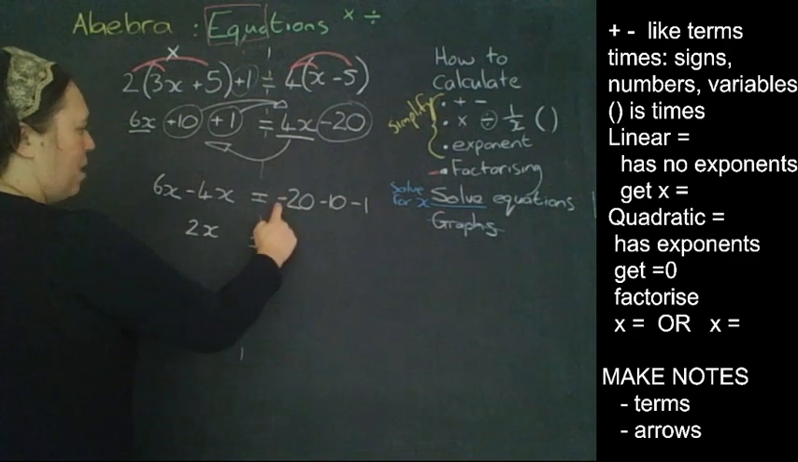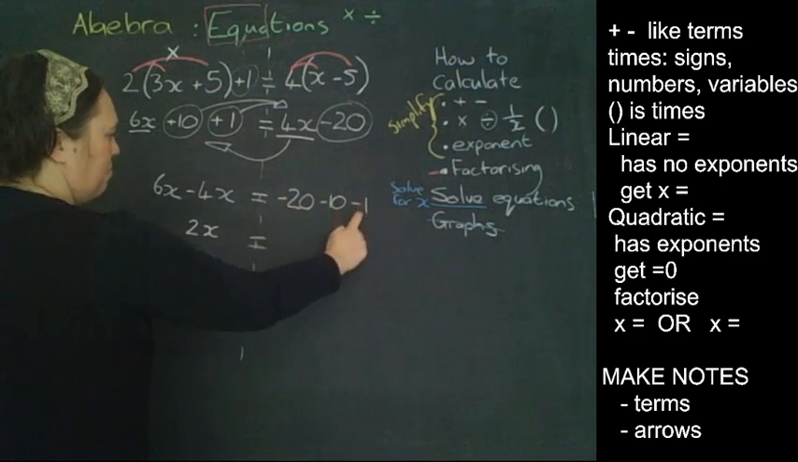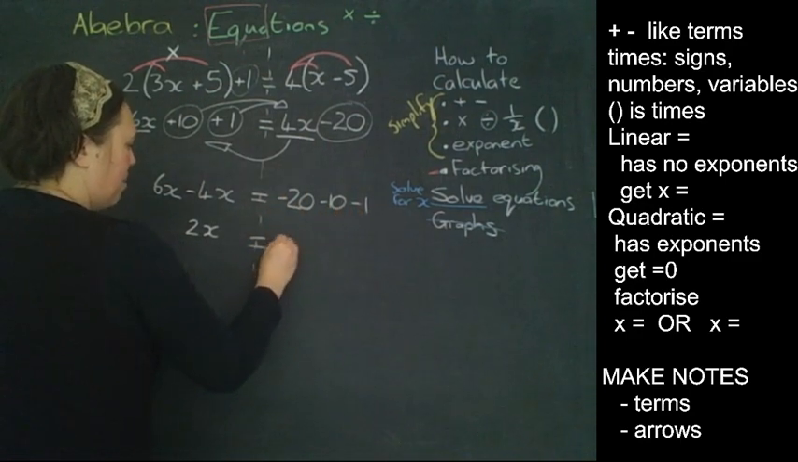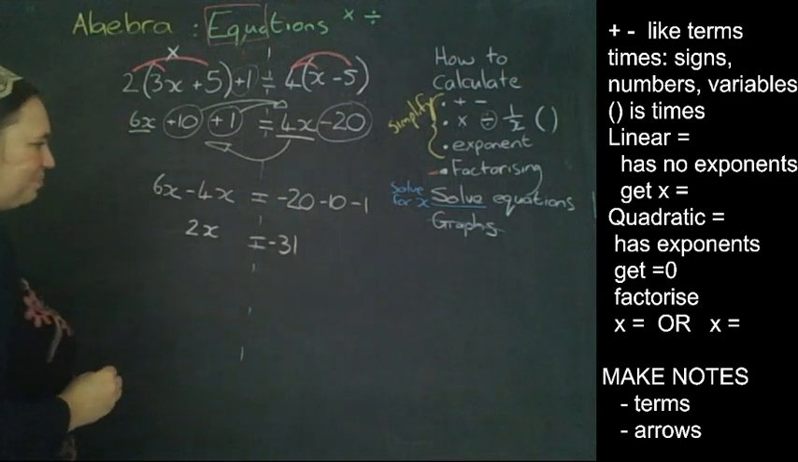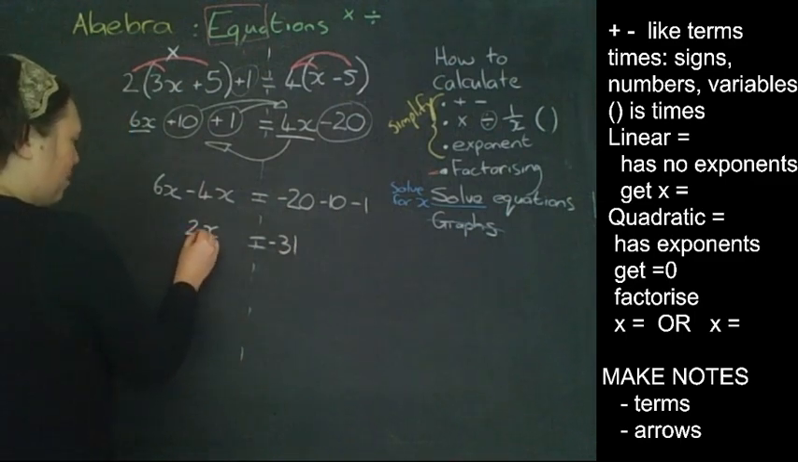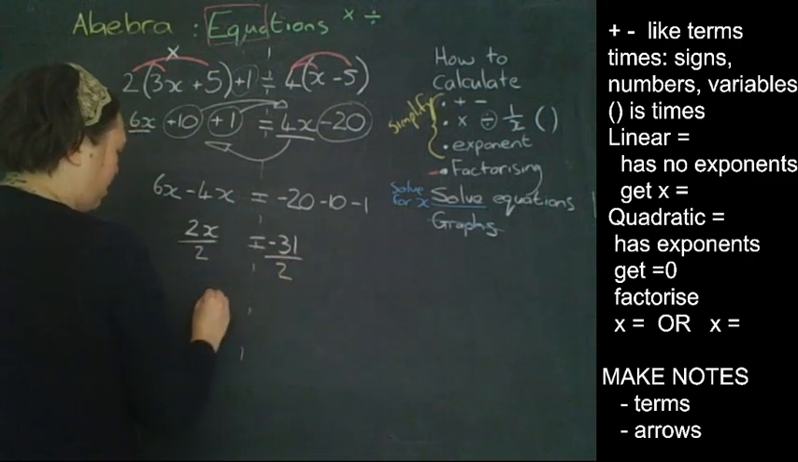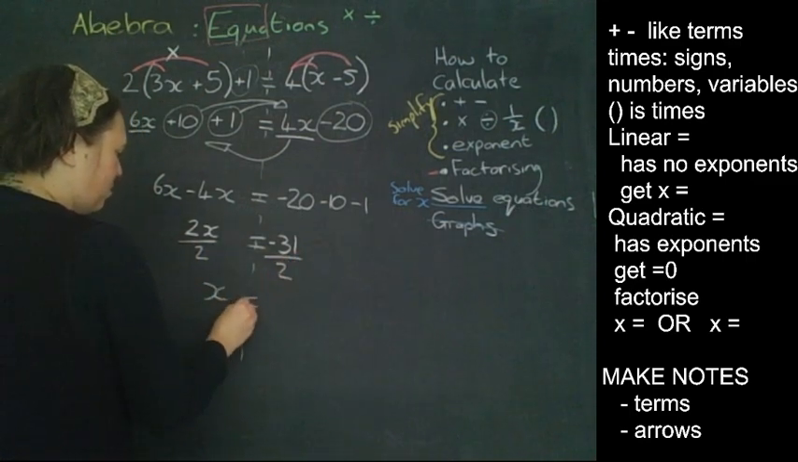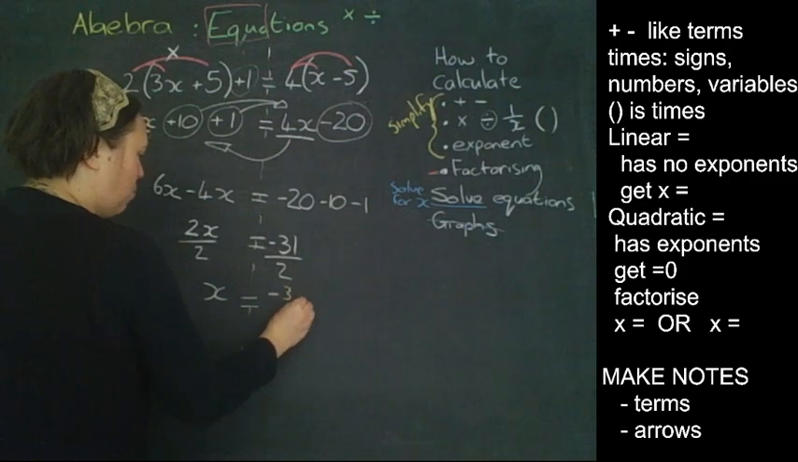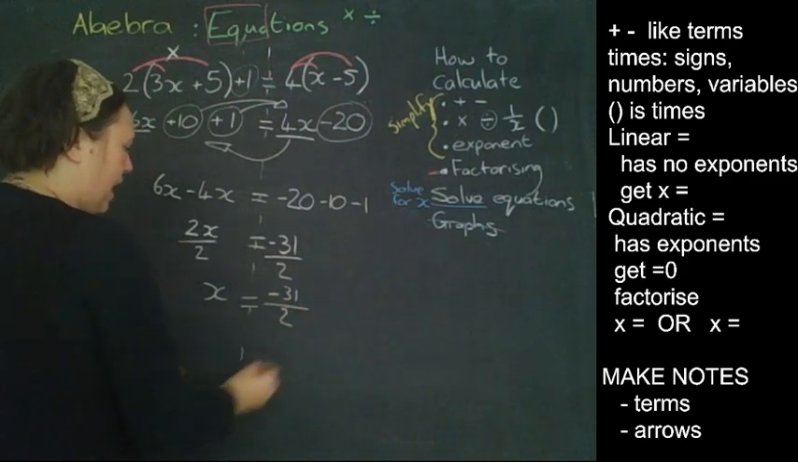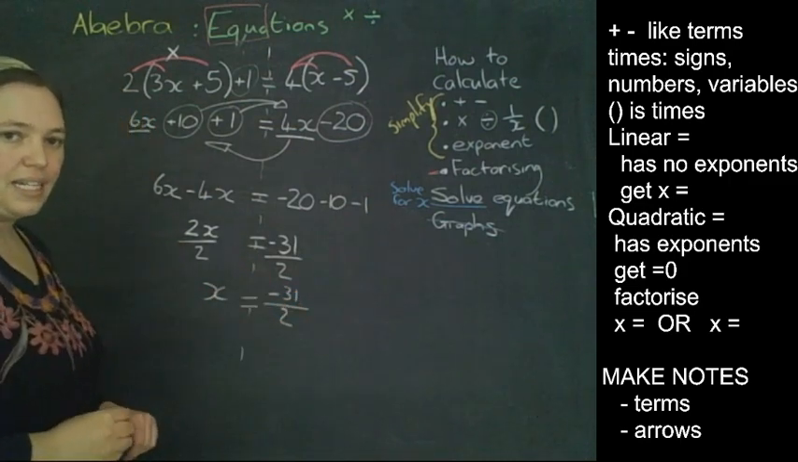And here we've got minus 20, minus 10, minus 1, which is minus 31. And we want to get rid of the 2, divide by 2, divide by 2. So x equals minus 31 over 2, and you can simplify that on your calculator.